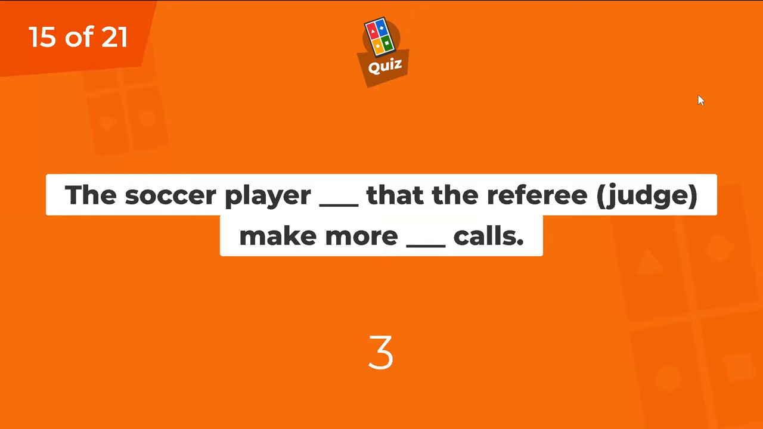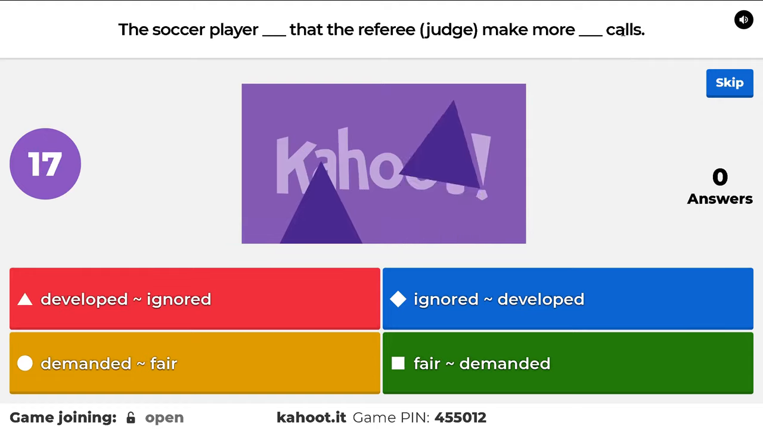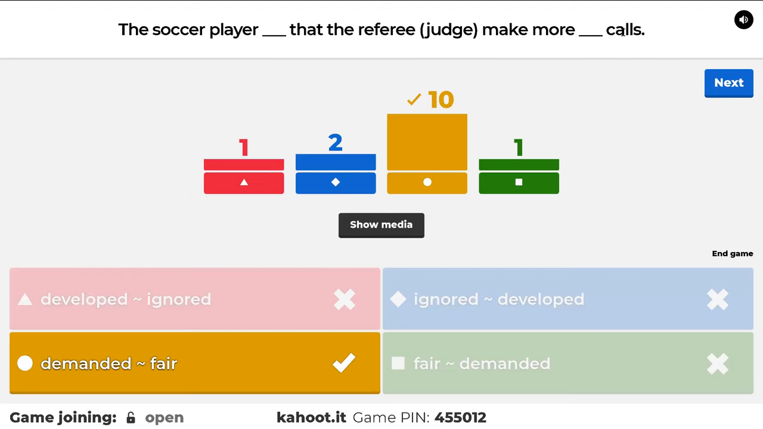Soccer player blank that the referee make more calls. And calls are judgments. I'll explain this in just a second. But in sports, a referee makes judgments or makes calls. Yeah, the soccer player demanded that the referee make more fair calls. So as I said, a referee, usually they have the black and white shirts in sports. Not always, but anyways, they make judgments.